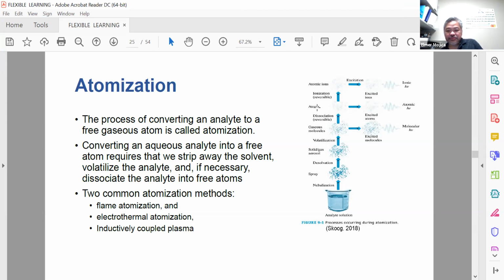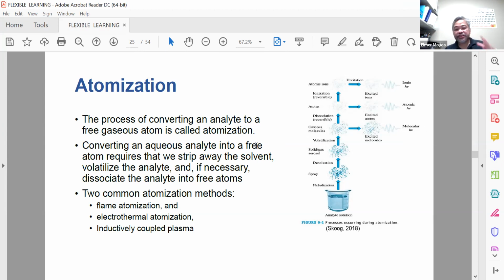And then you form atoms and atomic ions. So you can excite them. So you have excited ions, excited atoms, and excited molecules, and each of them will give their respective energy. Okay?